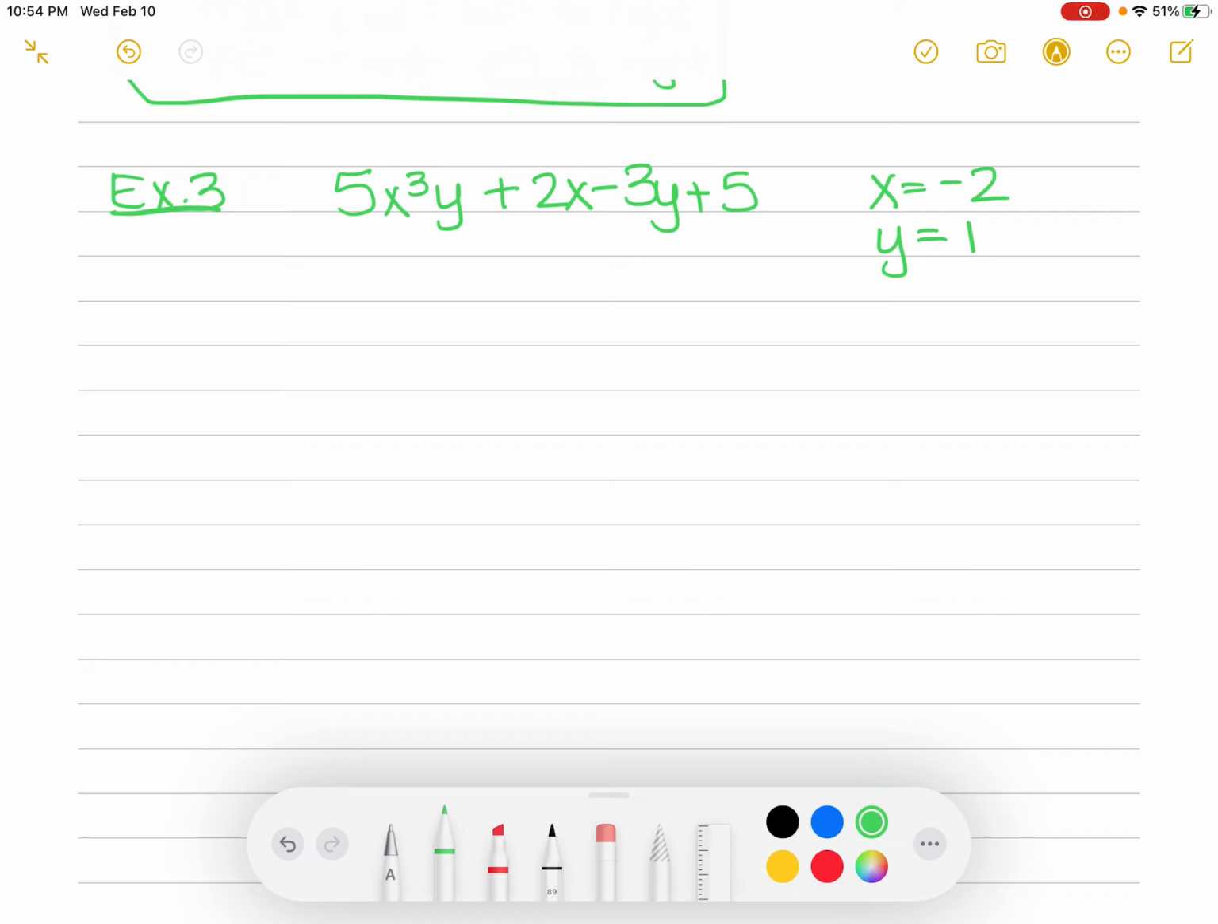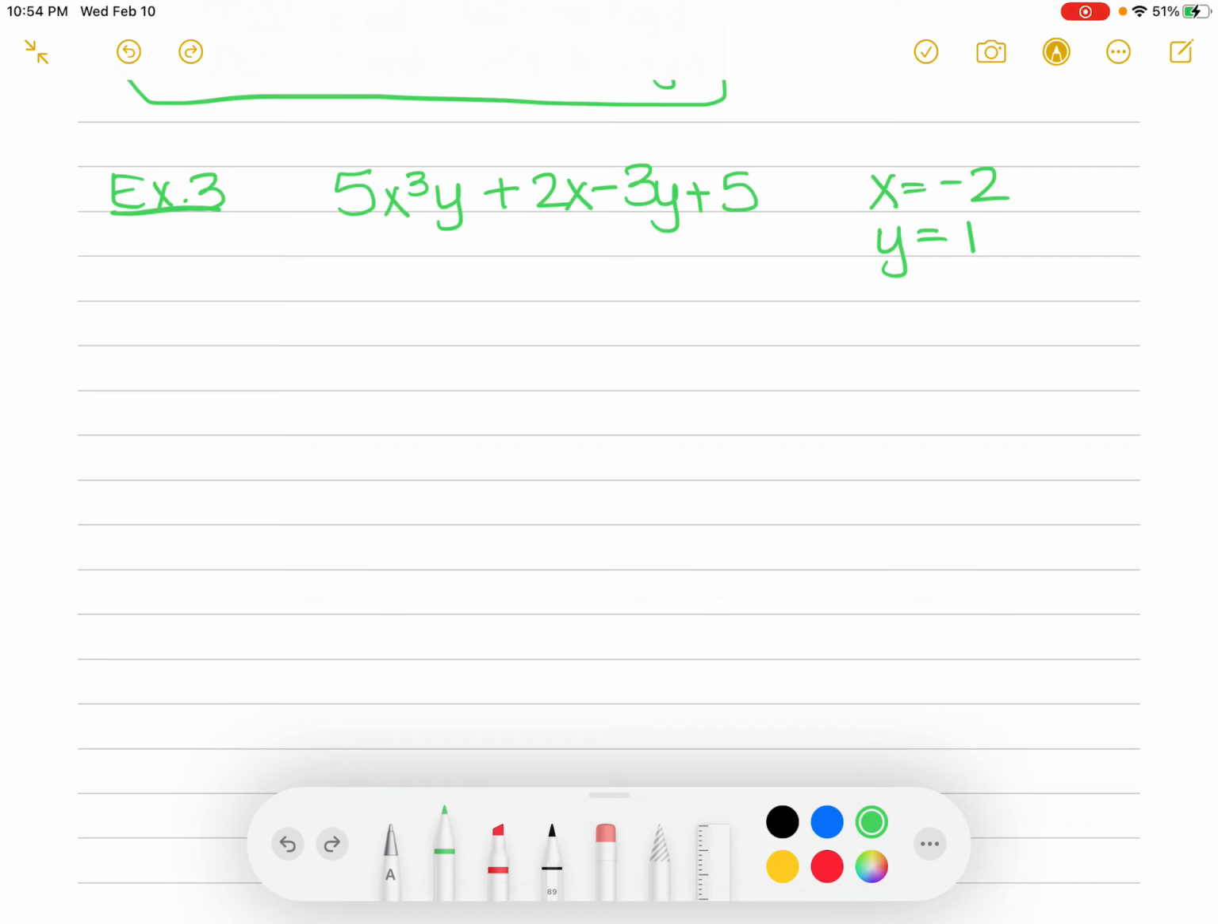So I want you to hit pause, and I want you to put each of those numbers into the x and into the y, and I want you to solve the problem. And then come back and hit play, and you'll find out if you got it right. Okay, hit pause now. Okay, now you should be back.